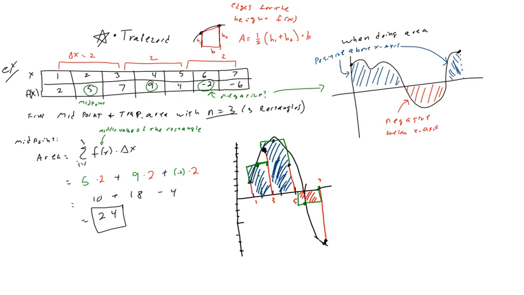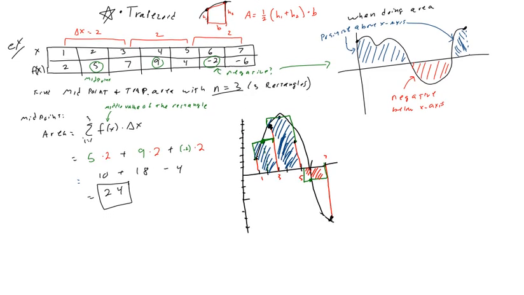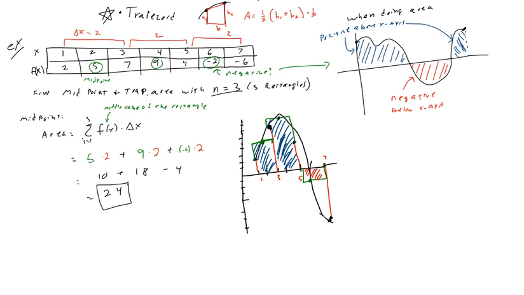So we gained 10 here, we gained 18 here, we lost 4 here, and so the total area of this function from 1 to 7 is 24. Questions about that? Again, negative is below the x-axis. See, here's the graph.